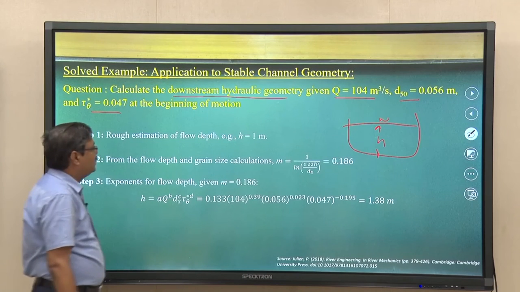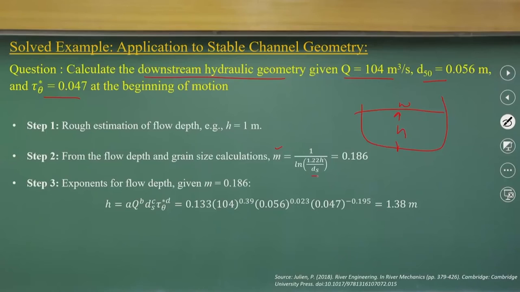The problem is here, m is a function of dx and h. M is a function of relative submergence depth, which is a function of h by dx. That is the reason we will assume a flow depth, compute the m value, then recheck whether the h values coming out are the same. In this case, we first assume h equal to 1 meter, compute the m value, then put that m value in the regime equations and compute h.